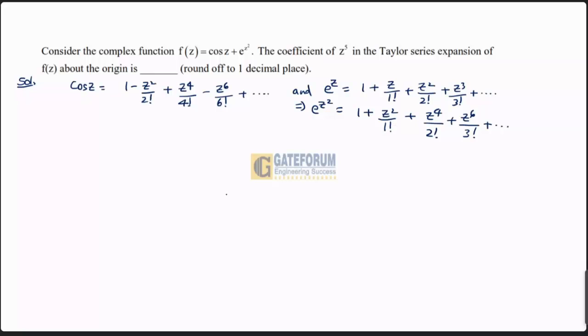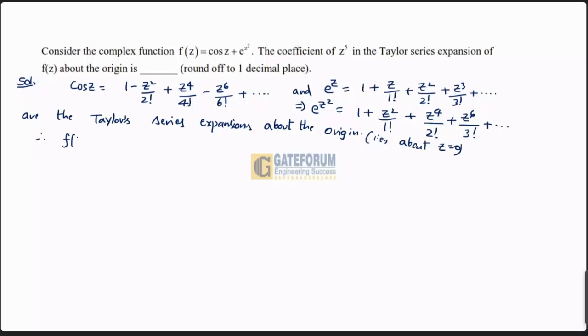Now, these are the Taylor series expansions about the origin. About the origin means z is equal to 0.